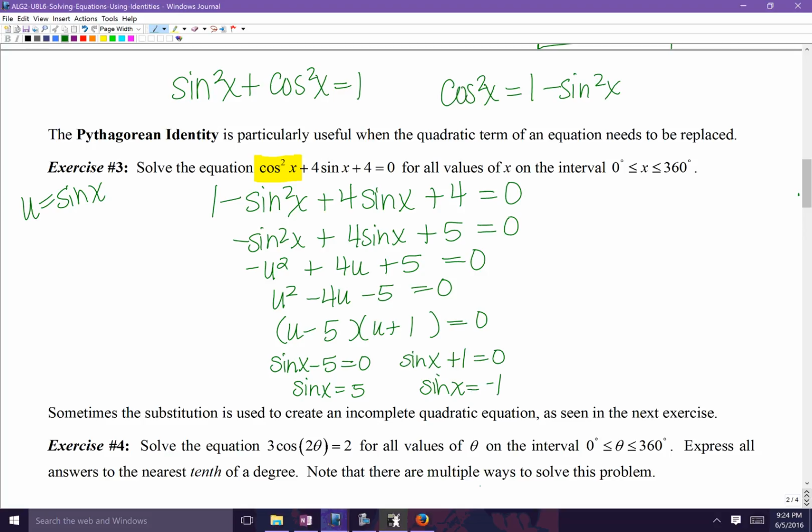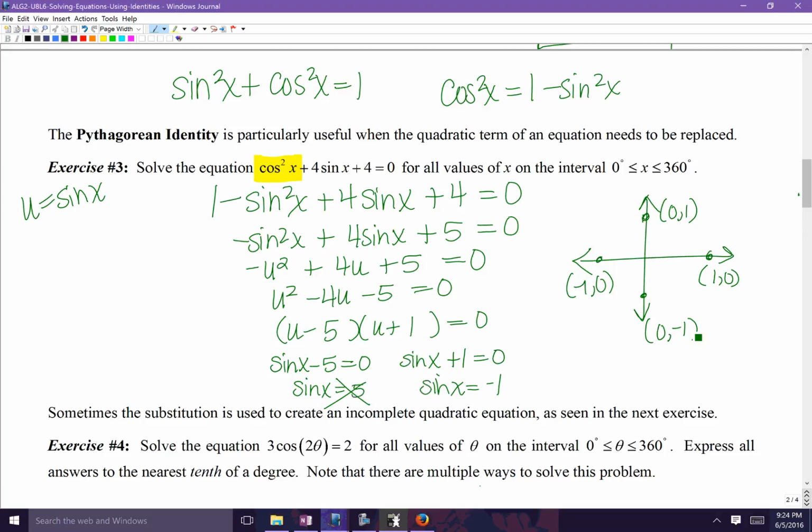Well, if you evaluate inverse sine of 5 in your graphing calculator, you get an error message, so that's out. Sine of x equals negative 1. So again, I'm going to refer you back to this thing, right? It'd be one thing to memorize, maybe as soon as you start taking the Regents exam, you write this down.